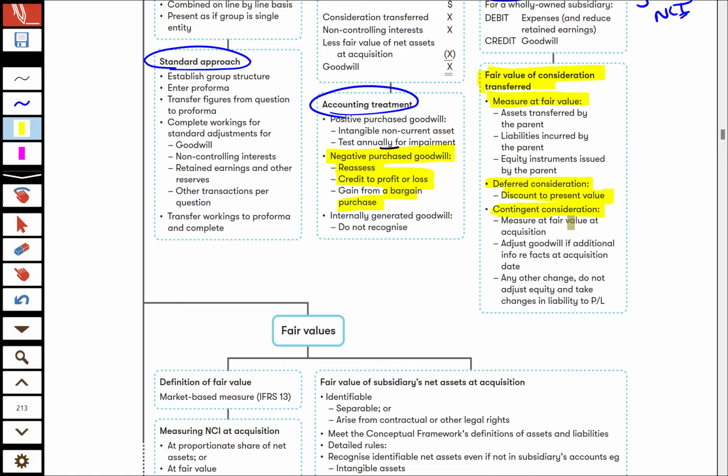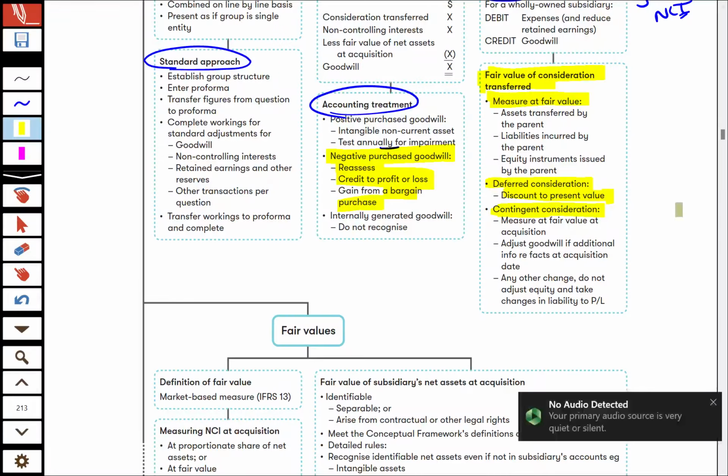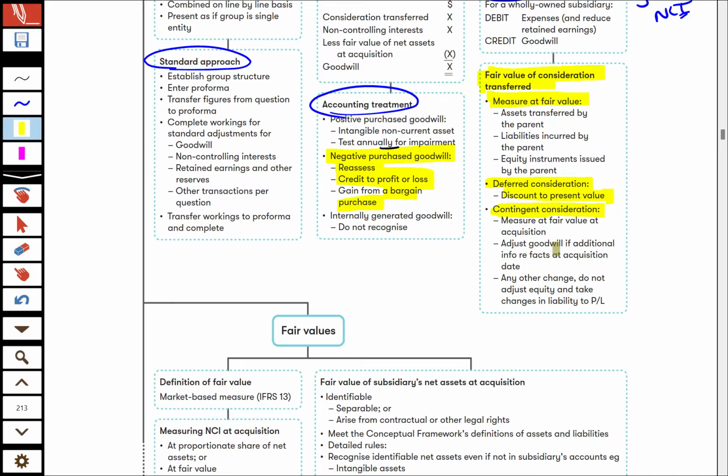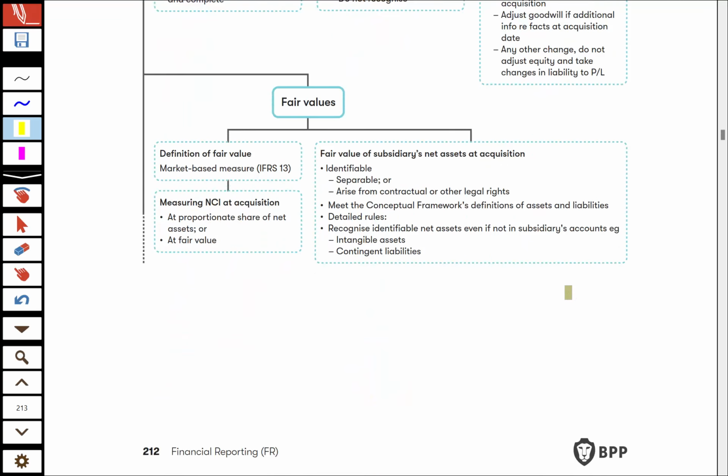And we've also looked at contingent consideration, and we looked at how we would deal with that contingent consideration, and obviously we'd need to take into account the time value of money as well. So that needs to be measured at fair value. They would give us that information in a question. Speaking of fair values, we've got our definition of a fair value under IFRS 13. Largely, it's what we would be buying or selling something for in an arm's length transaction.